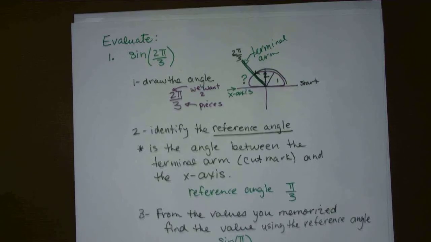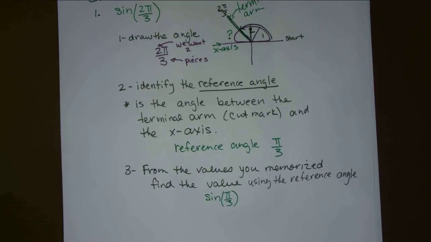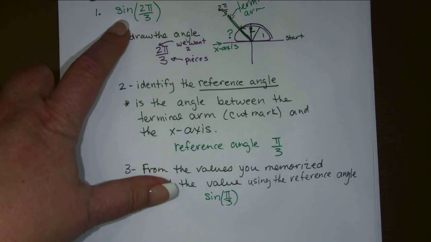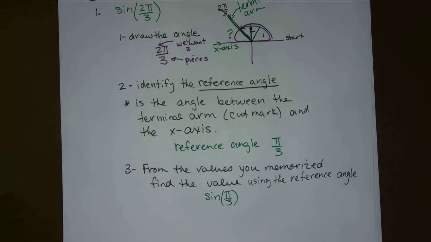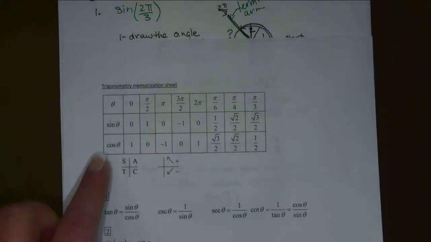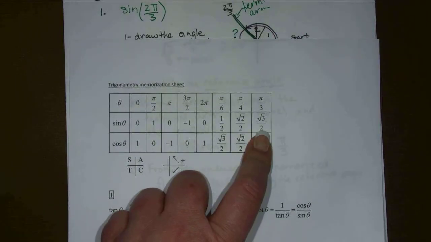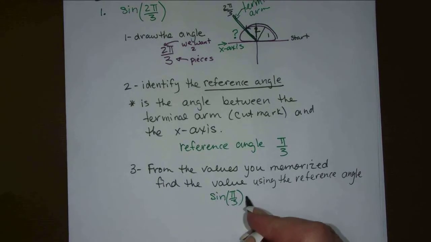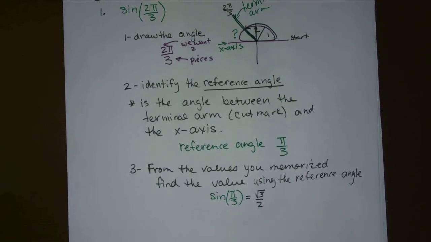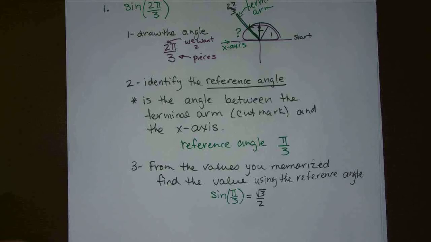From the table of values that you have memorized, you look it up. Sine of the reference angle, sine because the question was sine, and pi over 3 because that was the reference angle. What is sine of pi over 3? Sine of pi over 3 is root 3 over 2. So we say that's equal to root 3 over 2. Now, that isn't the answer. The last step tells you what sign it is, whether it's positive or negative, and that's the CAST rule.